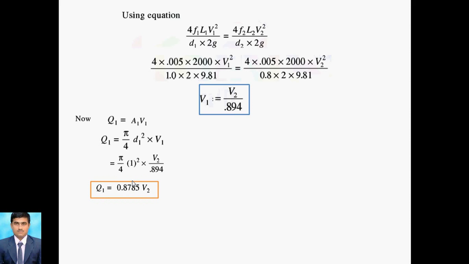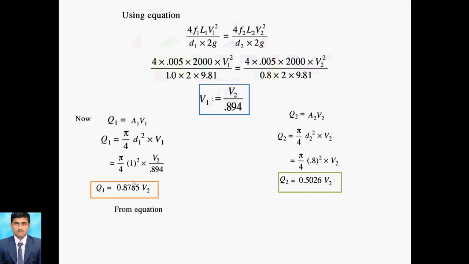So after that Q1 is also known to you. Then next, Q2 is equal to A2 V2. This is the continuity equation for the second pipe. So we use here pi by 4 D2 square V2, then we can put in the value of 0.8 and V2, so Q2 is known to you. Then again we know the relation that Q is equal to Q1 plus Q2, right? Is equal to 3, because Q is already known to you, that is 3 meter cube per second. Putting this value, we get the value of V2, right?